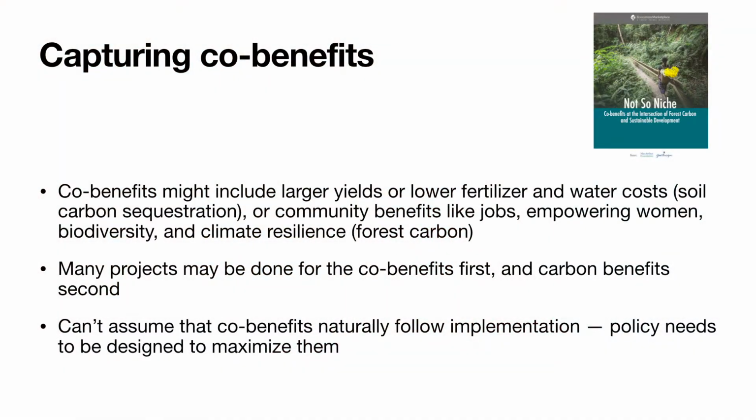Second big challenge is capturing co-benefits. So there's a lot of talk about the different co-benefits that can come from nature-based approaches. For soil carbon sequestration, that might be something like larger yields or lower fertilizer and water costs, but that doesn't happen in every case. Similarly, with forest carbon, there could be community benefits like jobs and empowering women and biodiversity too. But again, not in every case, right? We can't assume that the co-benefits naturally follow implementation. The policy really needs to be designed to maximize them. And it's interesting that many projects have been done for the co-benefits first and the carbon benefits kind of as a bonus, a side effect from them.